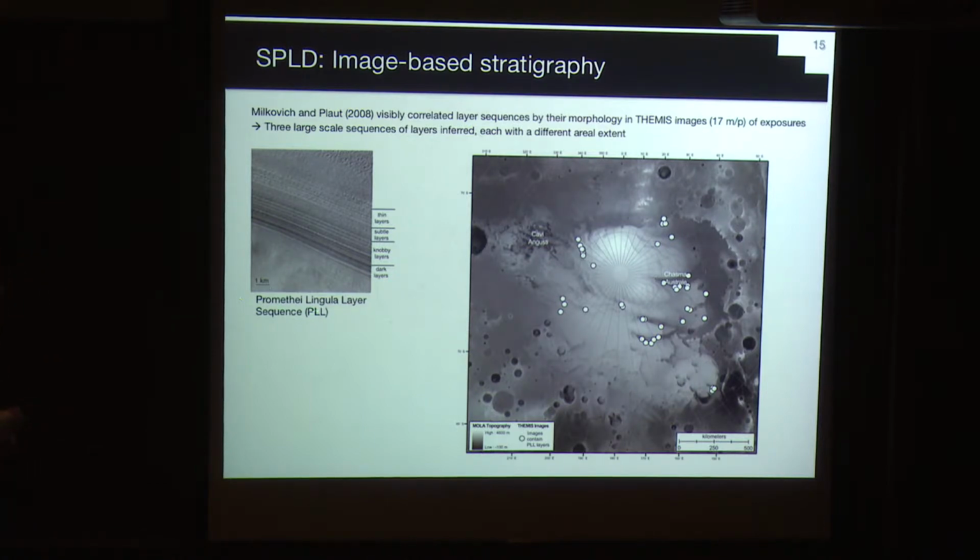So the first one is the Promethei-Lingula layer sequence, so called because there are really nice exposures in this area of Promethei Lingula and this area here called Ultimi Lobe. And that sequence itself is divided into 4 subsequences of between 100 and 350 meters each. They're morphologically divided, which is pretty apparent from the image here. And they correlated this sequence throughout all of these locations on the South Polar layered deposits. And the background is MOLA topography, by the way.